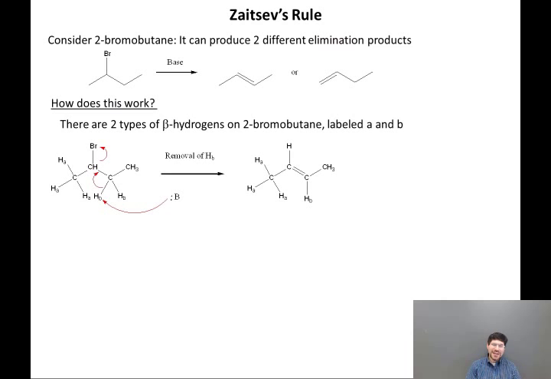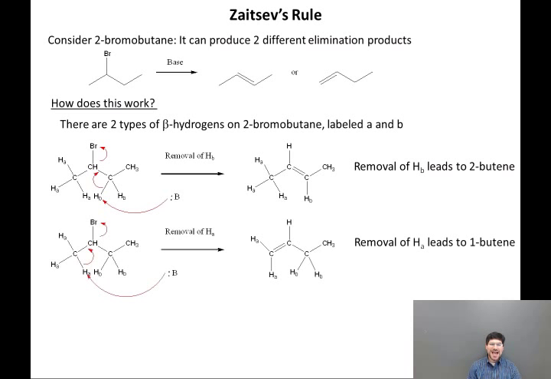In the E2 mechanism, I'm going to have the base first going after HB. So we take a curved arrow from the base to HB. We use the electrons in the carbon-HB bond to form the carbon-carbon double bond between C2 and C3. And at the same time, we kick out the bromine leaving group, and that leaves us with 2-butene, with a double bond between carbon 2 and carbon 3.